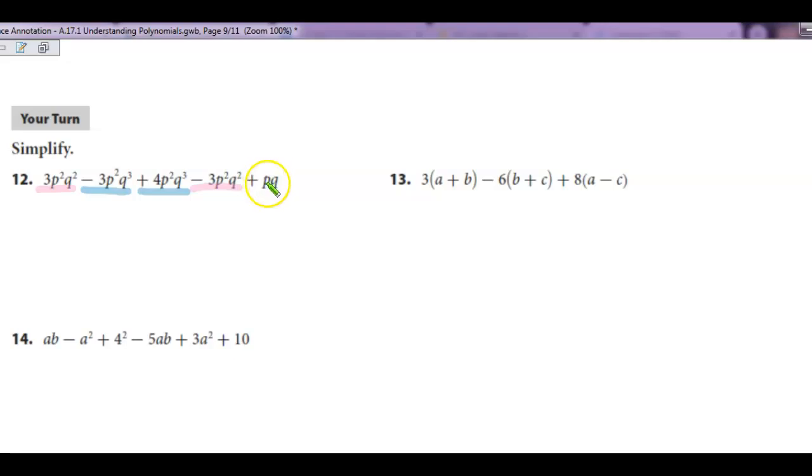So when I take a look at these and I'm trying to combine like terms, I look to see what the constant in front, or the coefficient in front, are. So I have 3 minus 3. Well, that's 0. And 0 times p squared q squared is 0. So those actually cancel each other out. So we no longer have these two in the picture. Then I have negative 3 plus 4. Well, negative 3 plus 4 is 1. And so I'm going to have p squared q cubed plus pq.